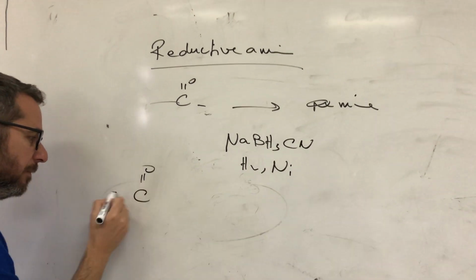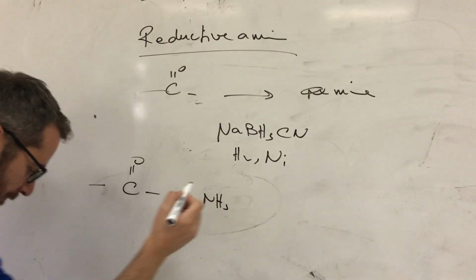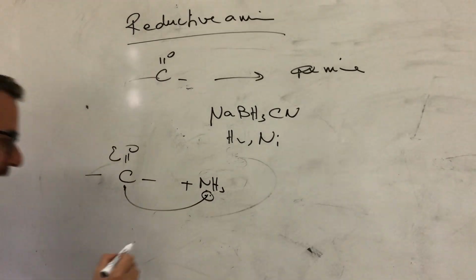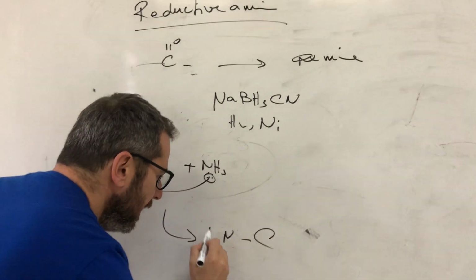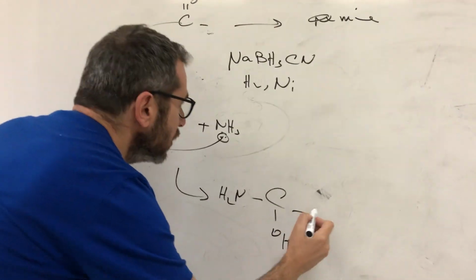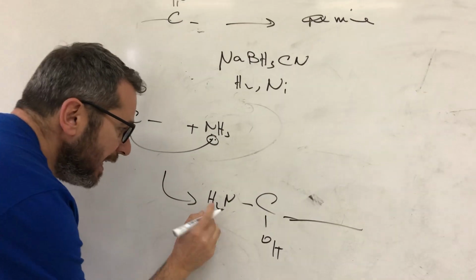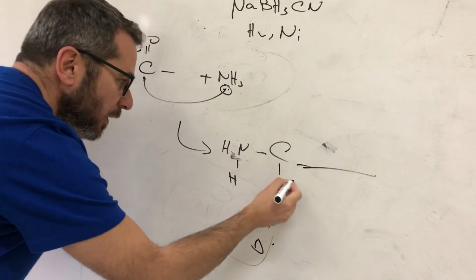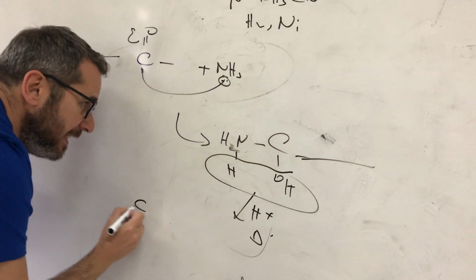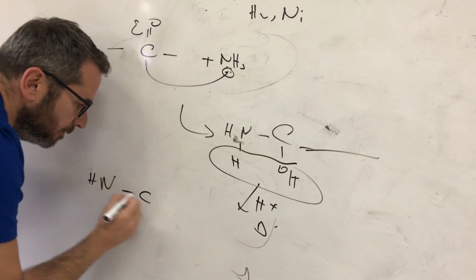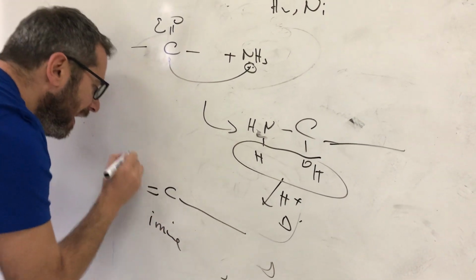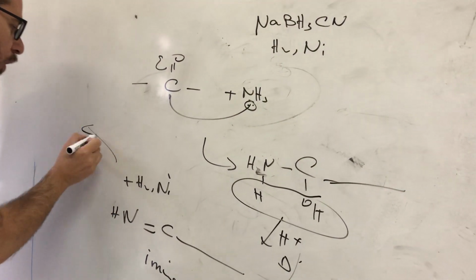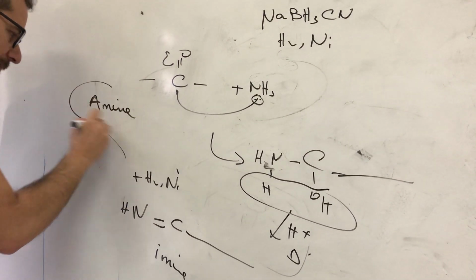You take a carbonyl, you add NH3. NH3 will attack your carbonyl, it will open and take H+, so you will form a carbinolamine. You will obtain OH with the chain. You will eliminate a water molecule with H+ and heat. So you will obtain a C=N double bond, which is an imine. And by adding H2 nickel or NaBH3CN, which is a source of H2, you will obtain your amine.